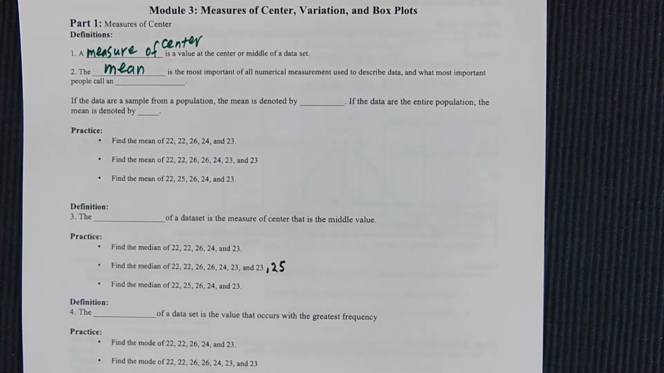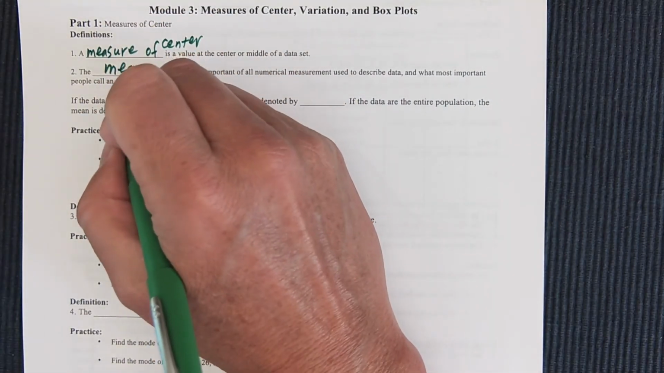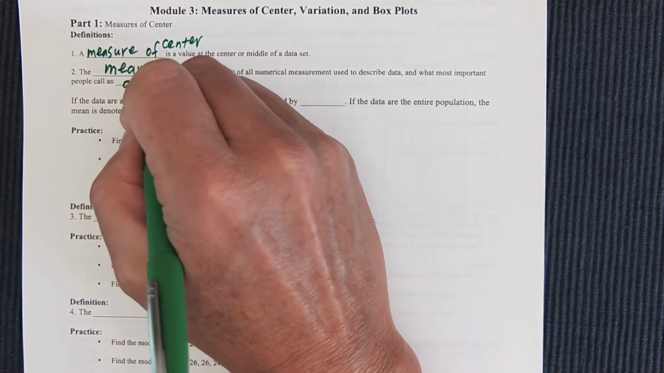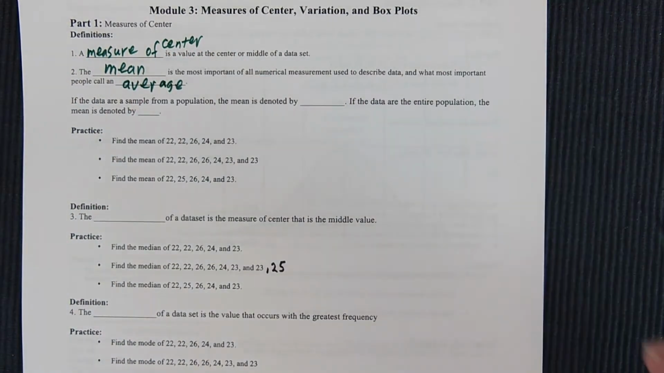The mean is the most important of all numeric measurements used to describe data. It is what most people call an average. And I didn't mean important people.